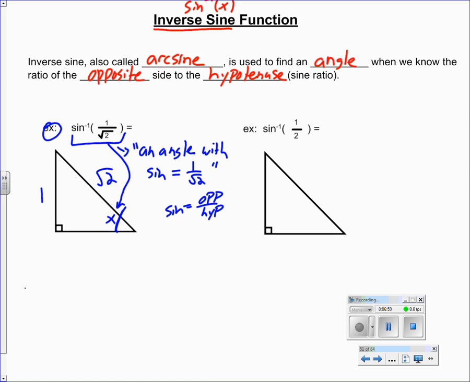And then using what we know about special right triangles, we know that this would have to be 45 degrees. It fits the pattern for a 45, 45, 90 triangle.